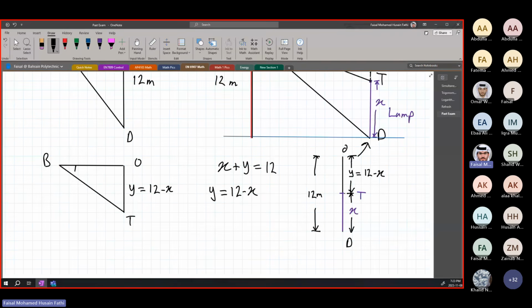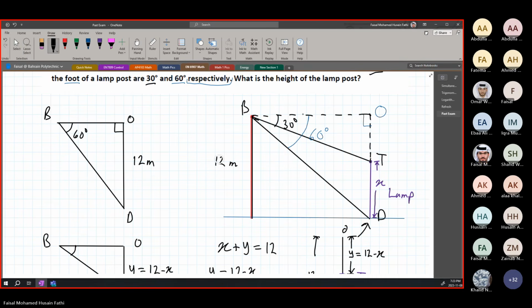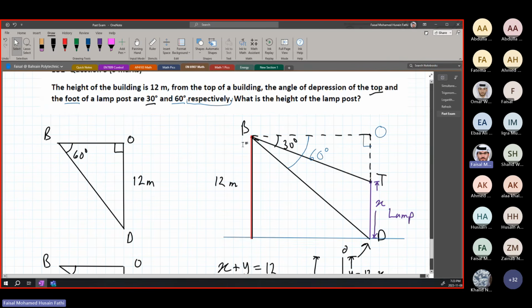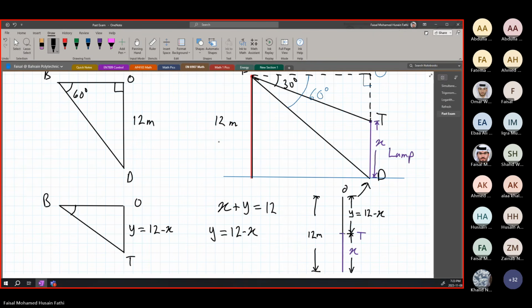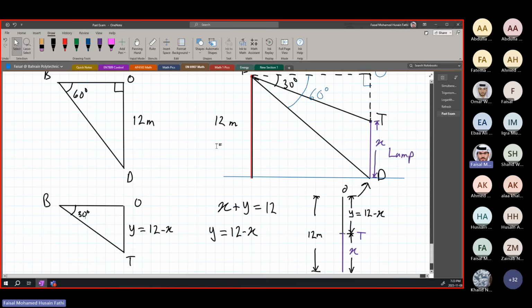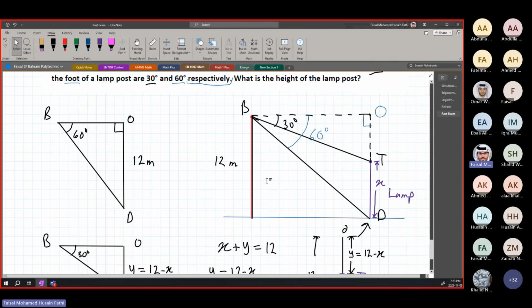We know that OBT, the angle of OBT is 30 degrees. So we know this is 30 degrees. Okay, God willing I will finish this question and then give you a break. Now we know that this angle is 30 degrees. We know that y is equal to 12 minus x. Okay, we are missing one more component. What is the same thing here and here? The BO. Let's call it, say, D, distance D.